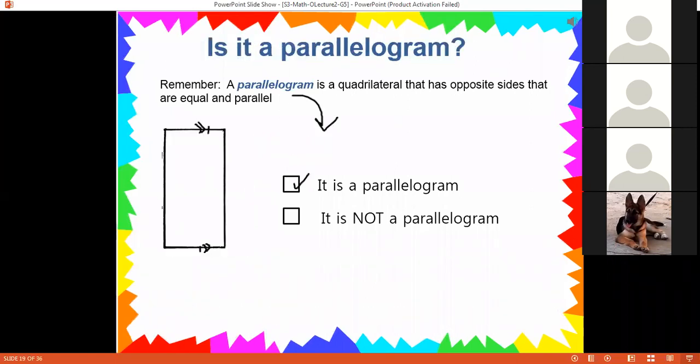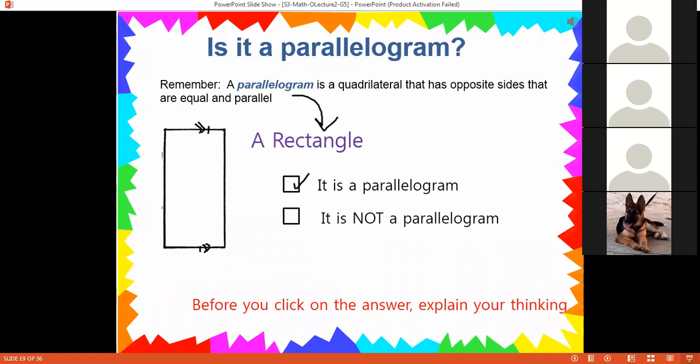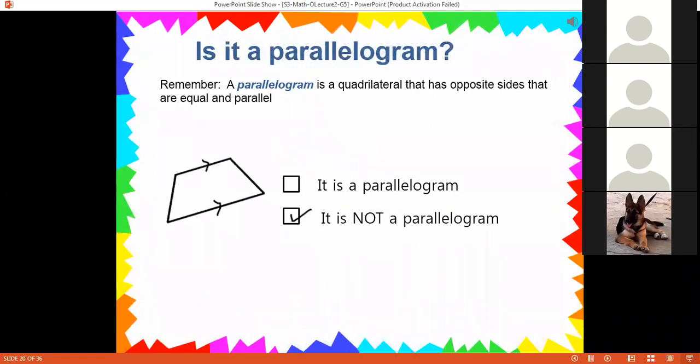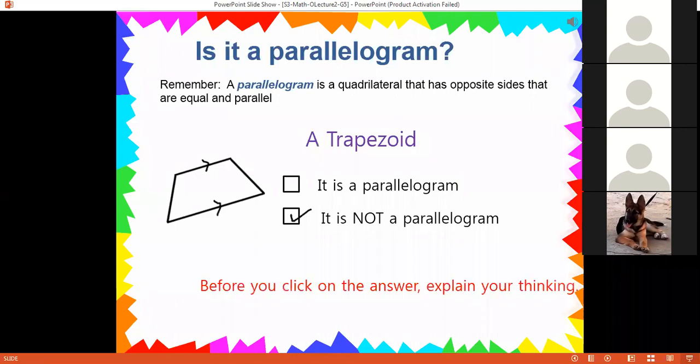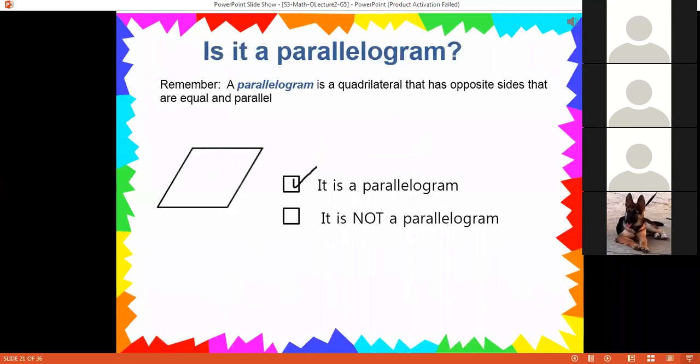Now we have a rectangle. Is a rectangle a parallelogram? Yes, because a rectangle has opposite sides equal and parallel, like the parallelogram. Now the question: is the trapezoid a parallelogram? It's not a parallelogram because only one pair is parallel. That's perfect. Is the rhombus a parallelogram?